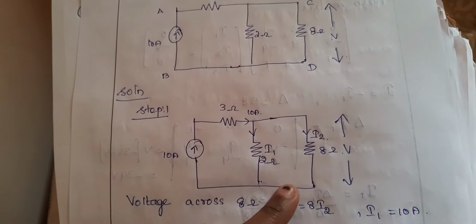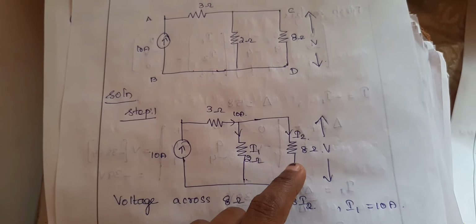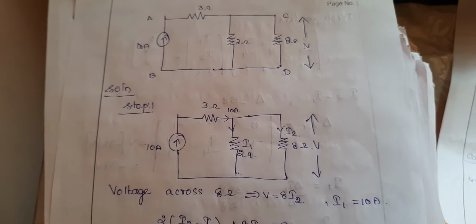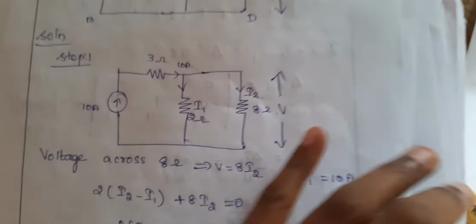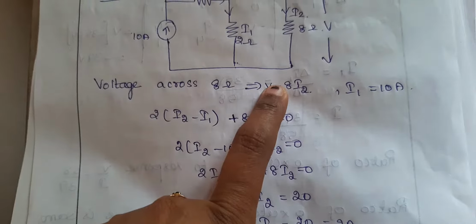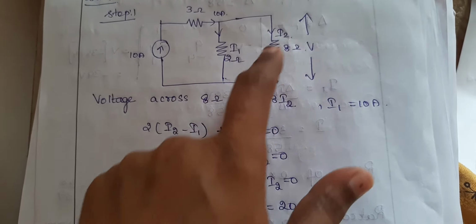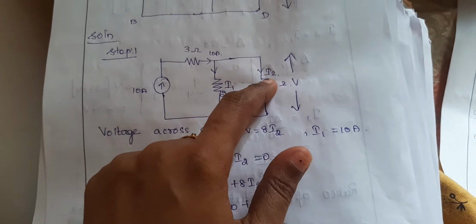Okay, so what is step 1? First step is you want to find the voltage, the voltage across the 8 ohm resistor. What are we asked to find? We are asked to find the voltage. Verify the reciprocity theorem. After finding I, next we need to find R. Okay, so V is 8 into I2. So we need the I2 value. This voltage is what we don't know, this is what we are going to find. So 8 into I2. In order to find the voltage we need the value of I2.